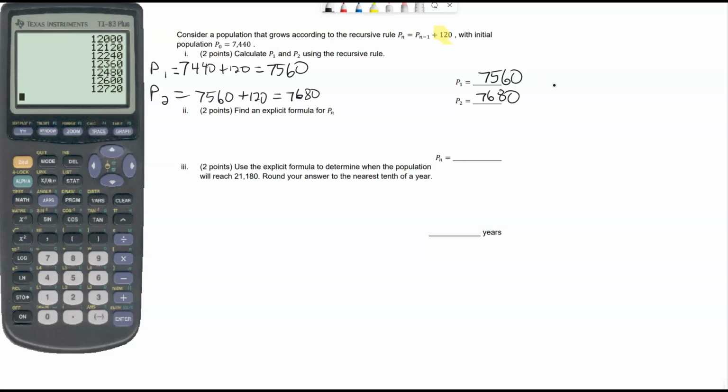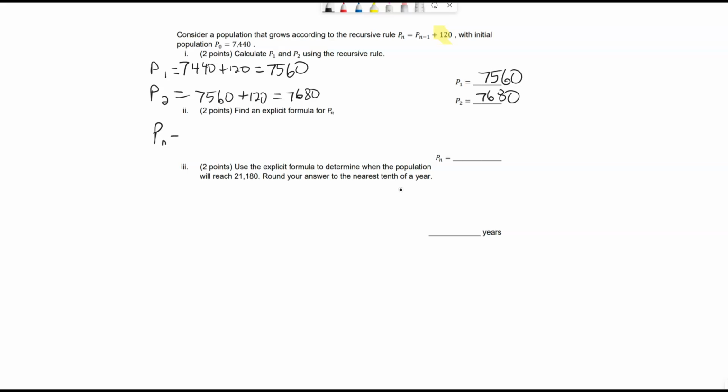Now, for the explicit formula, we have our formula. This is P sub n equals P sub 0 plus dn. In this case, it would be P sub 0 being 7440 plus, and d is the 120 that we keep adding. So 7440 plus 120n. This is the explicit model. Now you could plug in 1 and 2 into there and verify your answers up here.